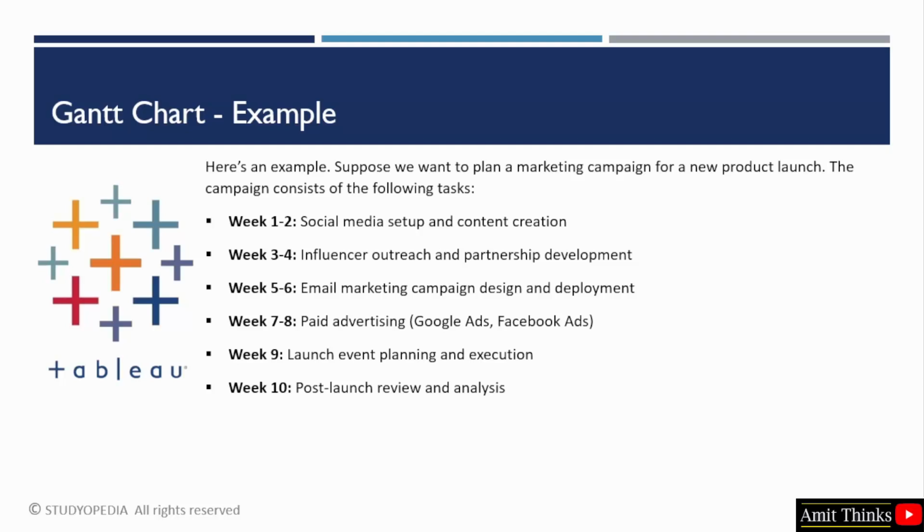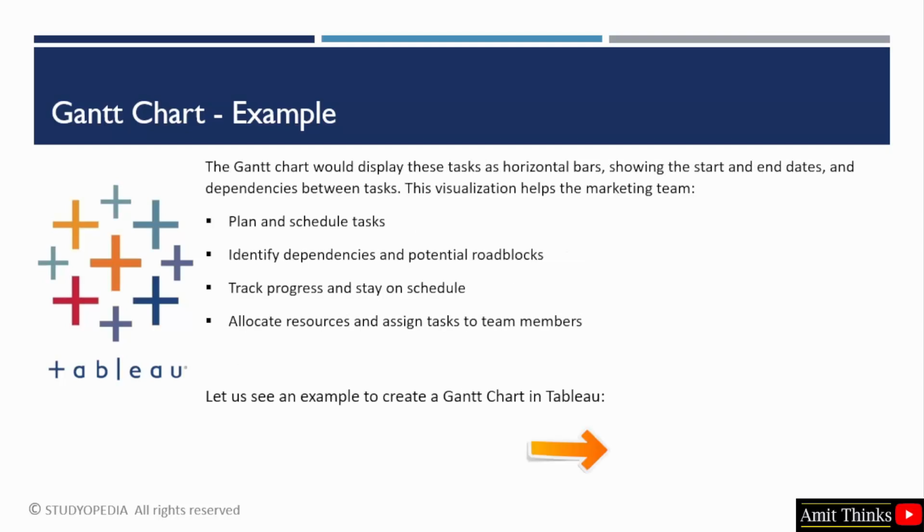The first 2 weeks will be for the setup and content creation, social media setup. Next one for influencer outreach and partnership. Then for email marketing and paid advertising, like your Meta ads nowadays. Then week 9 will be for planning an event to launch the product, and the last one would be for post-launch review and analysis. So you can do this with the Gantt chart.